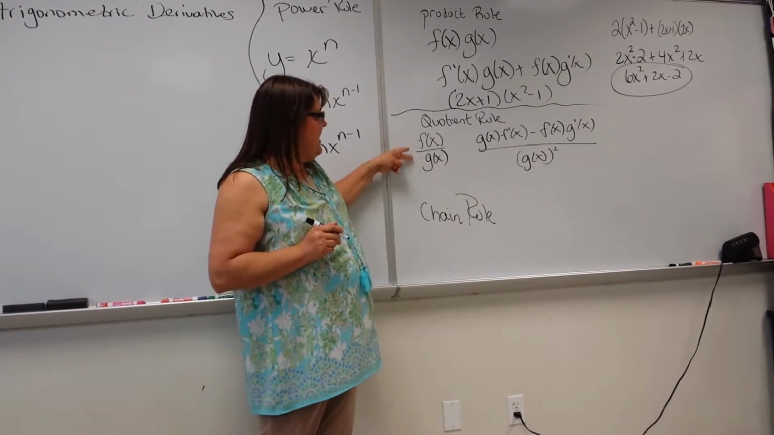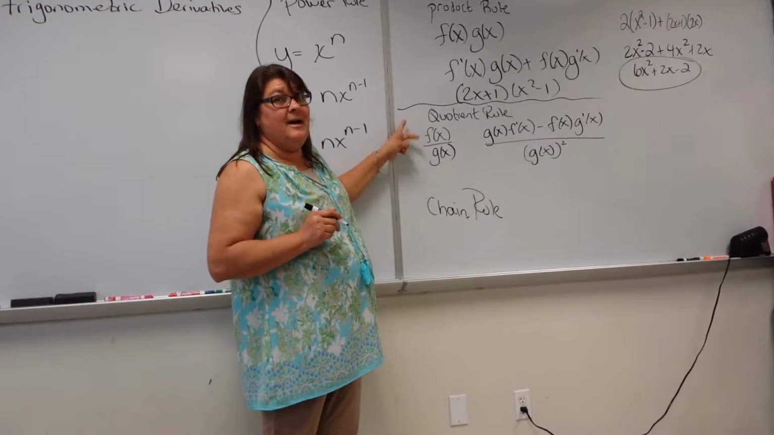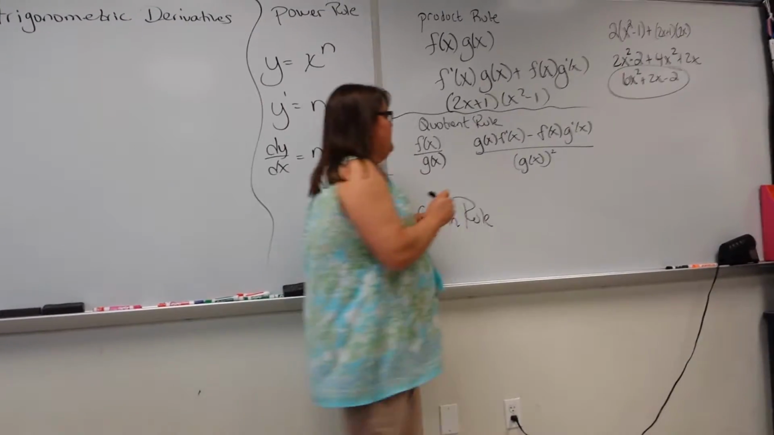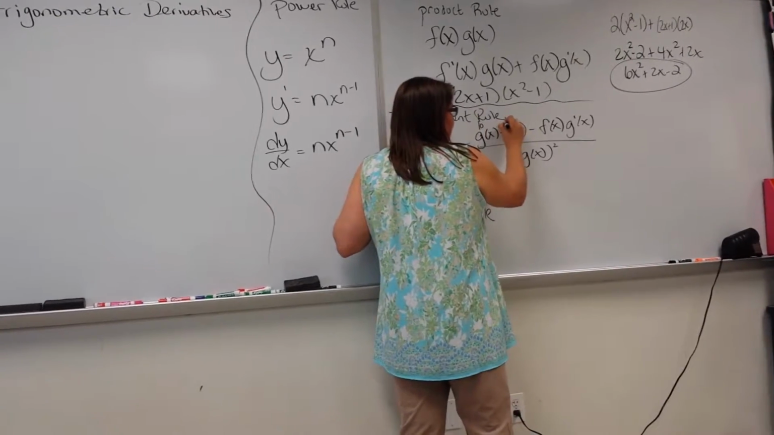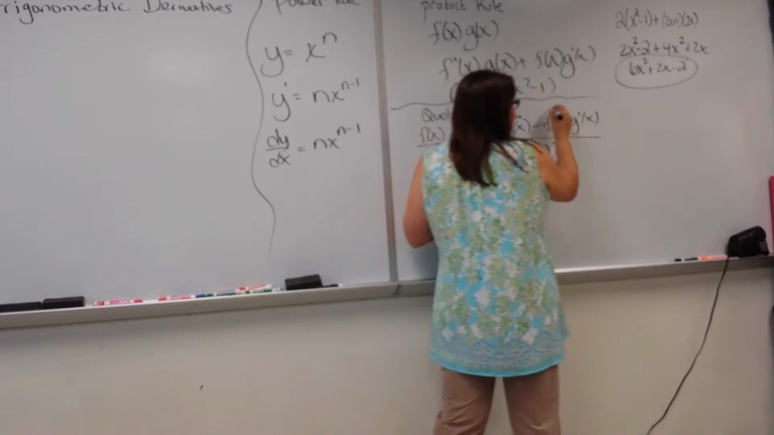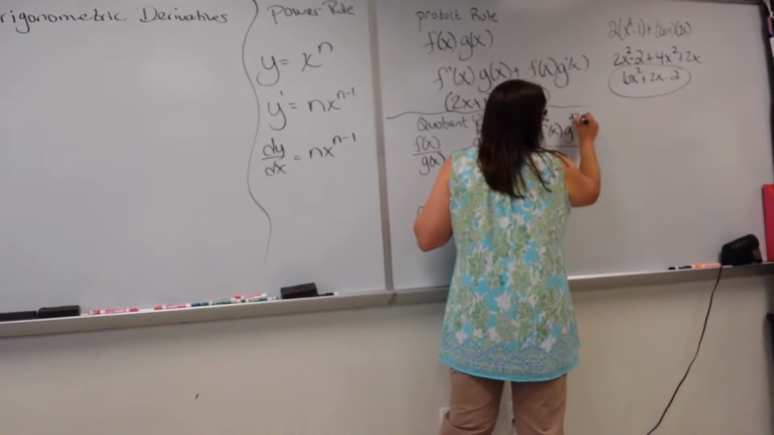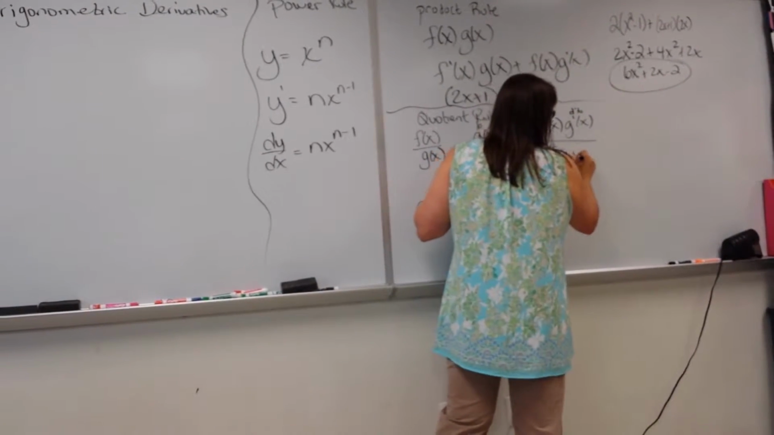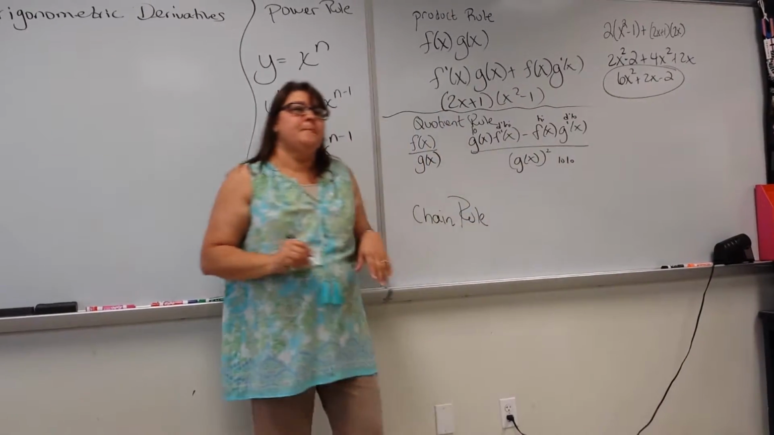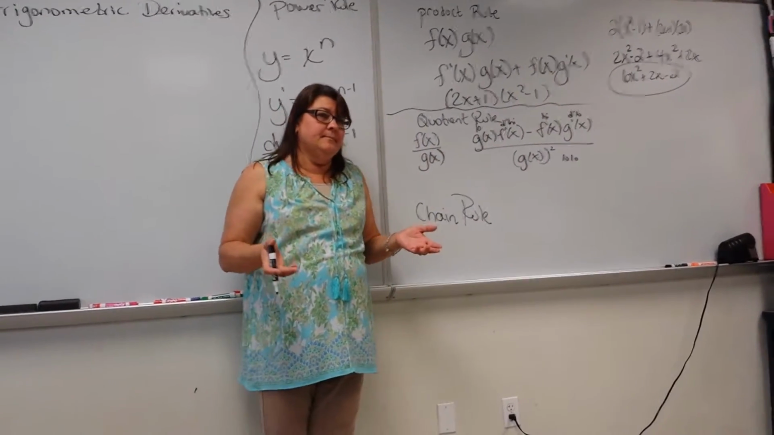So this is considered the high, this is considered the low. Top is high, bottom is low. So low d high minus high d low, all over low low. Now, this is a question that people can make a mistake on.